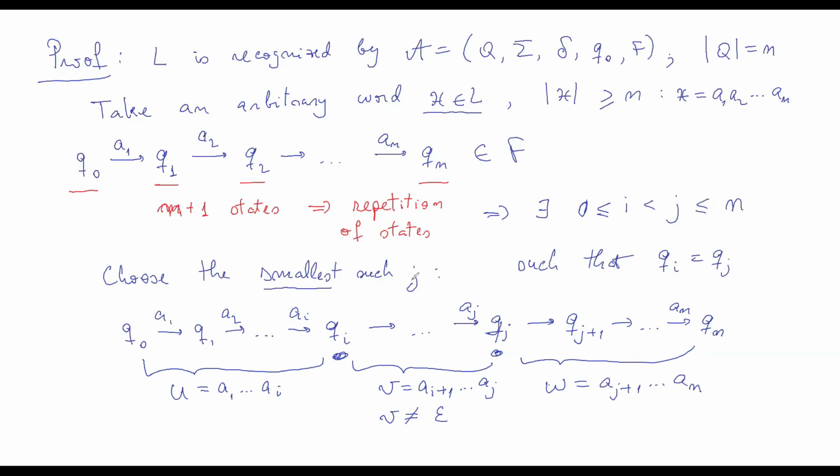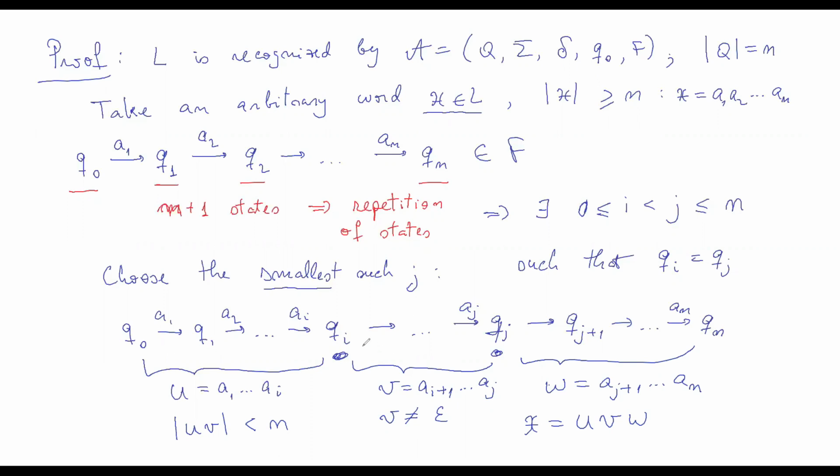And because I'm choosing the smallest J, it's the first time I see a repetition, so the length of UV is really smaller than or equal to n. Otherwise, I could find some repetition at earlier times. So I already have my decomposition. My input word is now decomposed in the form UVW, and I do have the first condition, I do have the second condition, and now the point to observe is that really this is a cycle in here.